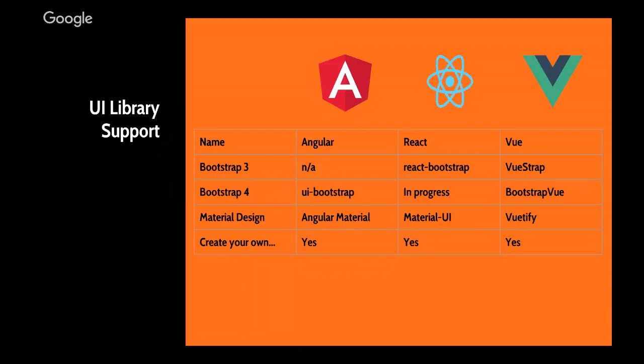Then we use both of those to create all of our applications here. For React, we have React Bootstrap. There's an in-progress project for Bootstrap 4. And then we have Material UI. For Vue, we have VueStrap for Bootstrap 3, Bootstrap Vue for 4, and Vuetify for material design. They're all really easy to use for creating your application. And soon you'll be creating your component libraries in something like Polymer or Web Components, and then you'll be able to use those across any of these frameworks. That'll come in future talks.